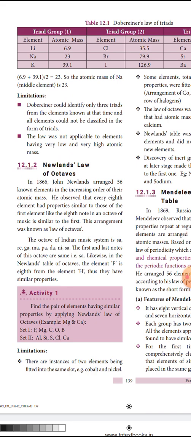In 1866, John Newlands arranged 56 known elements in the increasing order of their atomic masses. He observed that every eighth element had properties similar to those of the first element, like the eighth note in an octave of music is similar to the first. The arrangement was known as the law of octaves.